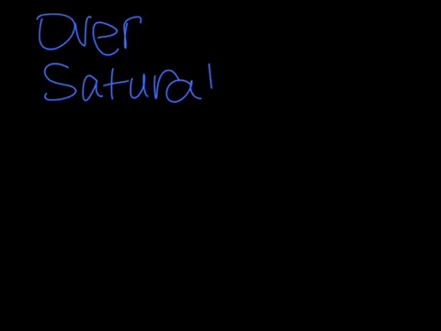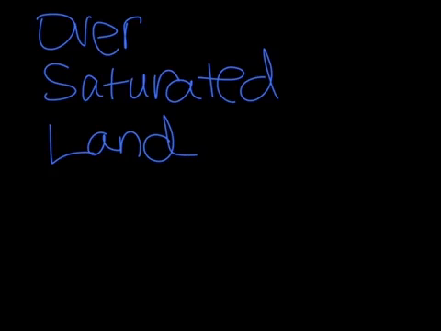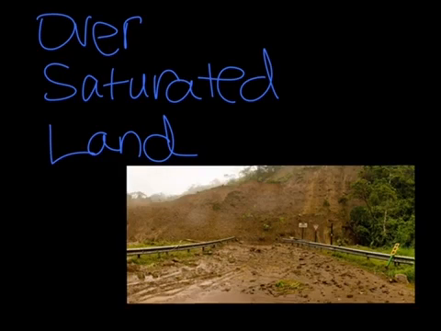The second example for number 1 and 2 is oversaturated soil. If you have land that is way too wet, it's going to be prone to flooding and then prone to mudslides or landslides.